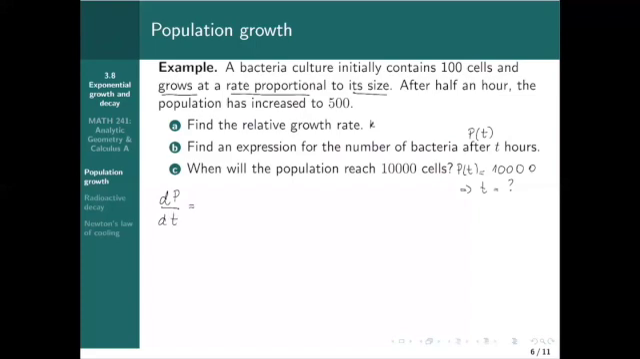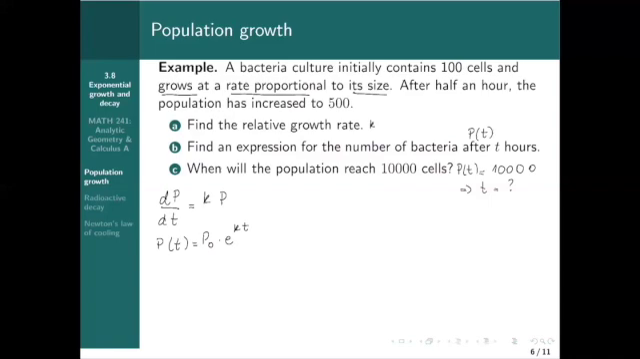So dP/dt is equal to K times P. And then like we saw, this kind of differential equation has as its only solution P of T equals P0, the initial population, times e raised to K times T.